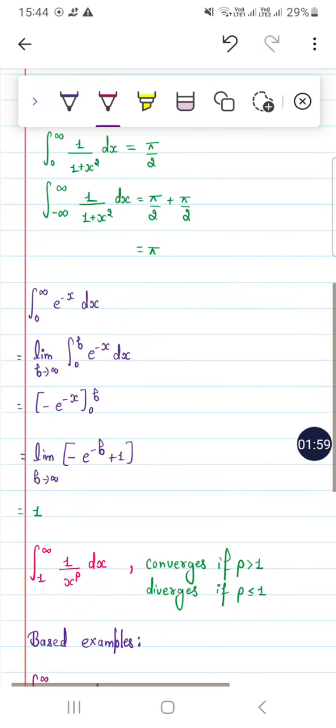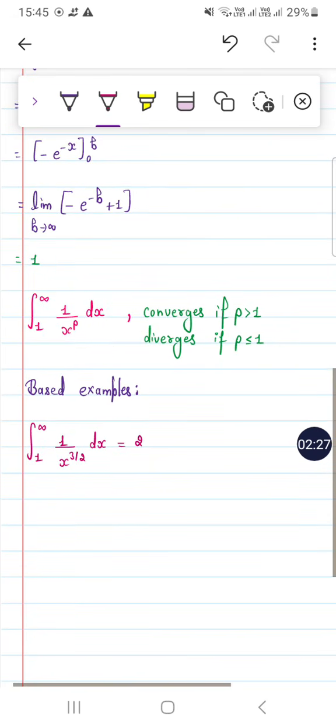Now another example is 0 to infinity of e to the power minus x dx, which is the limit as b tends to infinity of 0 to b of e to the power minus x dx. This gives minus of e to the power minus x from 0 to b, which is minus e to the power minus b plus 1. Taking the limit as b tends to infinity, the first term becomes 0, since e to the power minus infinity is 0, and the limit is 1.